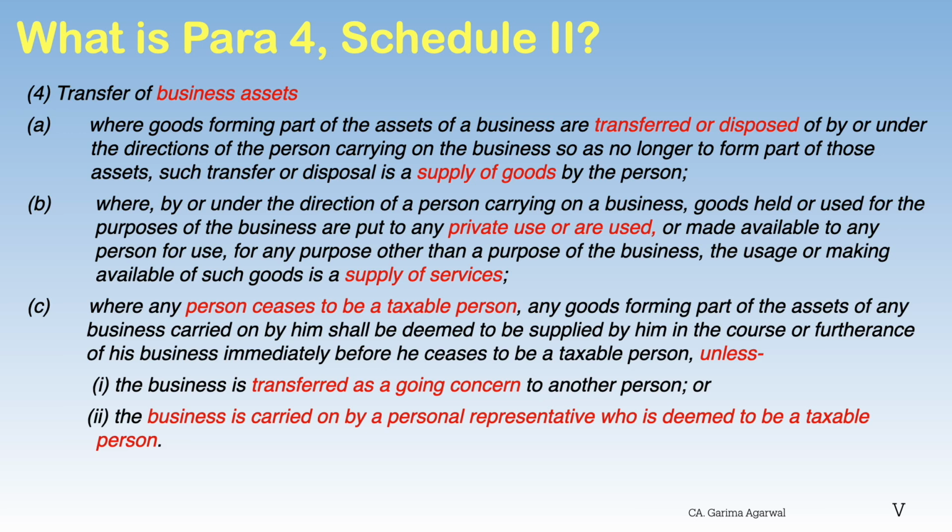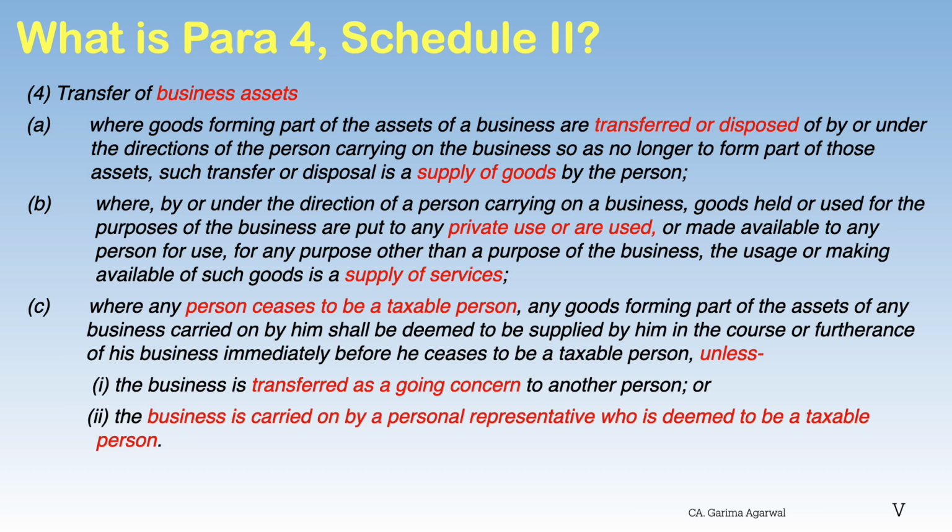Now let's discuss para 4C of Schedule 2. So the law says, transfer of business assets where any person ceases to be a taxable person: any goods forming part of the assets of any business carried on by him shall be deemed to be supplied by him in the course or furtherance of his business immediately before he ceases to be a taxable person, unless one, the business is transferred as a going concern to another person, or two, the business is carried on by a personal representative who is deemed to be a taxable person.